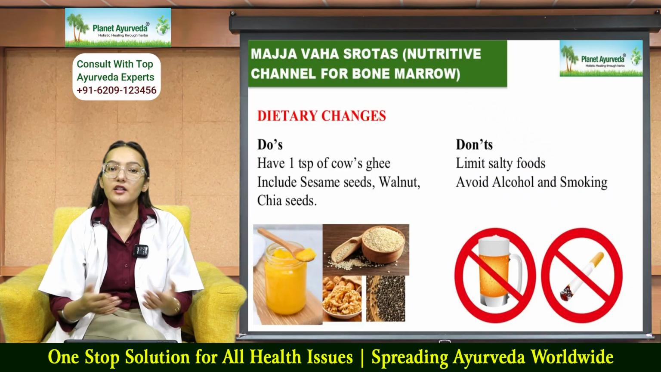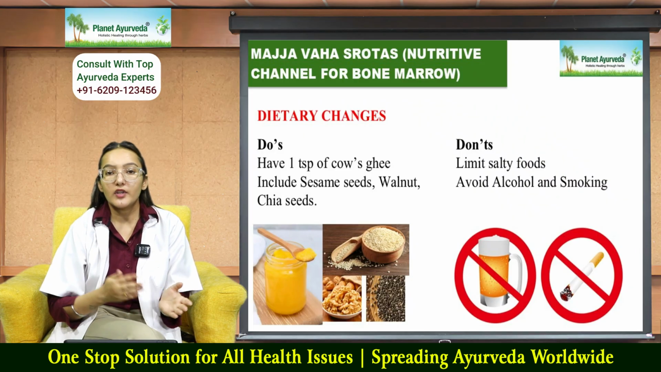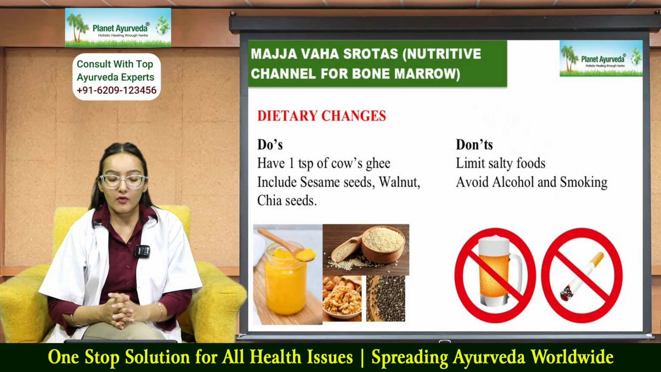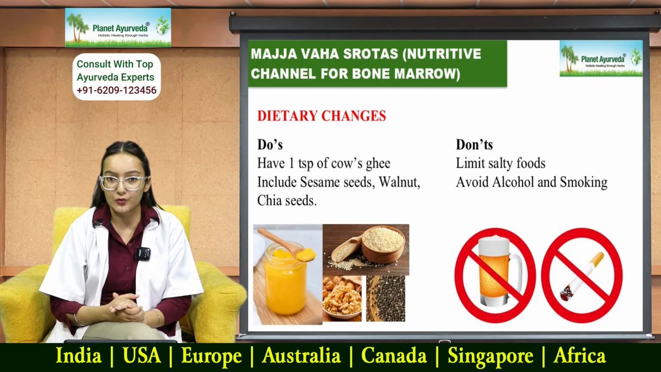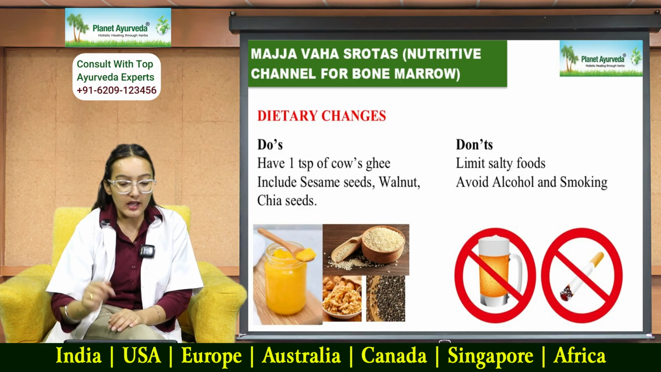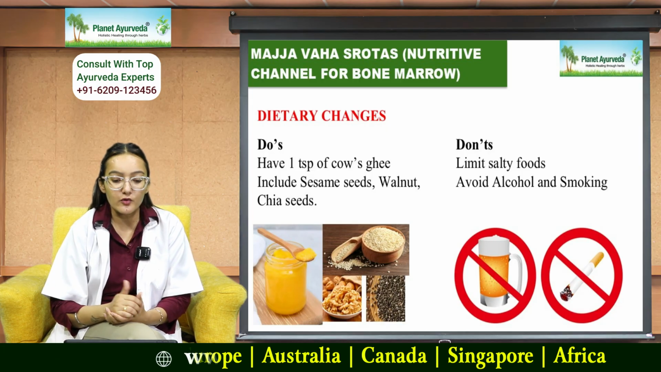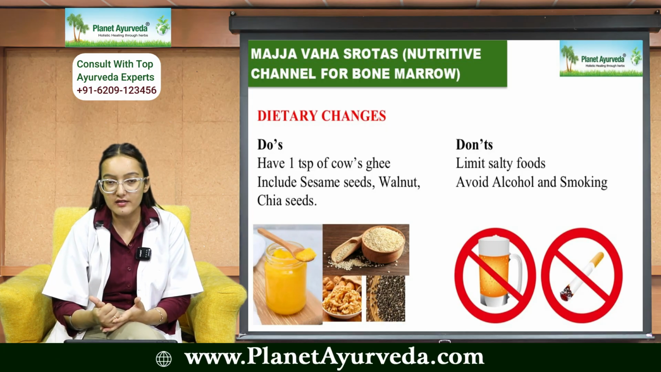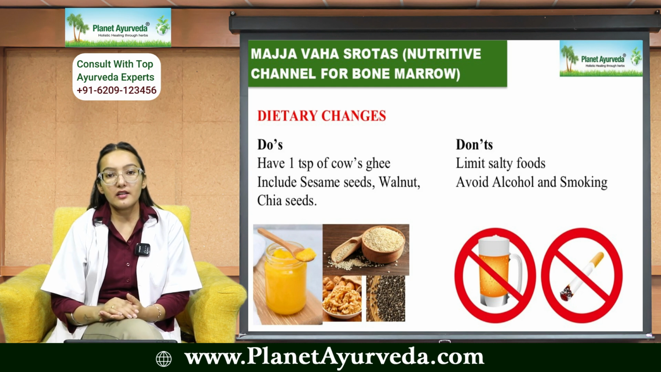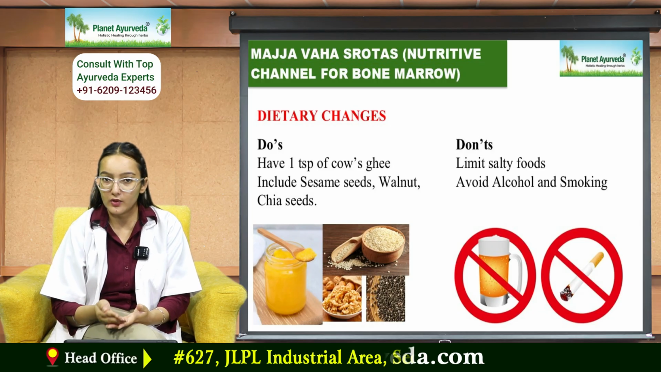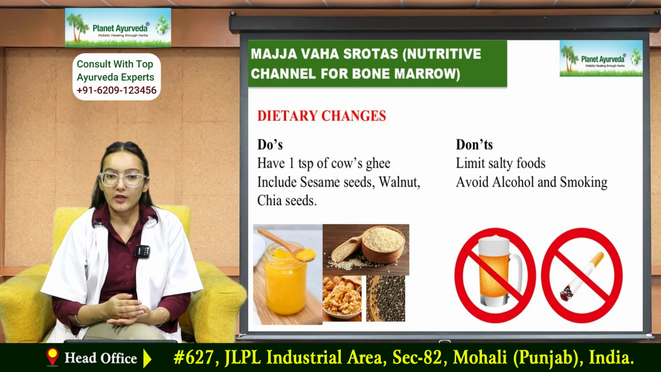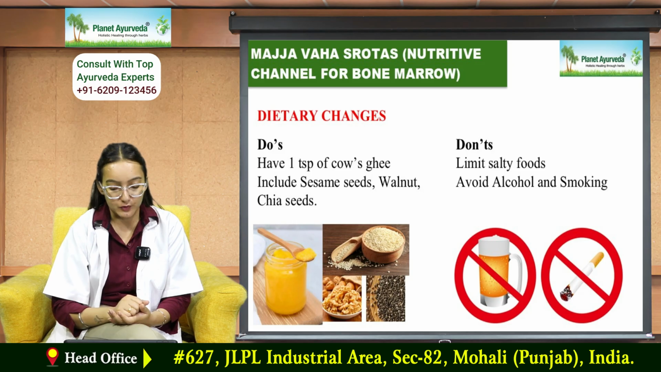Now what kind of dietary changes one can make, what kind of pathya apathya one can follow, do's and don'ts one can follow in case of Majjavaha Srotadushti. So one can have 1 tsp of cow's ghee, include sesame seeds, walnut, chia seeds. So basically the diet that will ground the Vata dosha, that will calm the Vata dosha, those things we need to give to the person who is having vitiation of Majjavaha Srotasa.